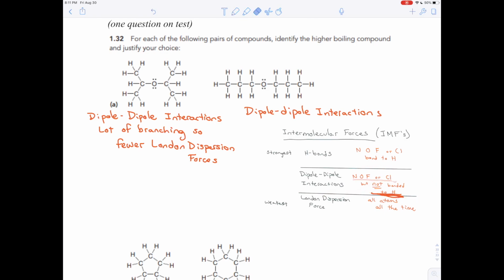And when you have dipole-dipole interactions, you want to think about the number of atoms and the branching. Both of these two molecules have the same number of atoms. You have 6 carbons in both. So it's really just down to the branching. There's no branching here. Notice how this goes in a straight line. You'd have a branch if a carbon came off one of these carbons. And because of that, the molecules would line up much better, and there are more London dispersion forces.